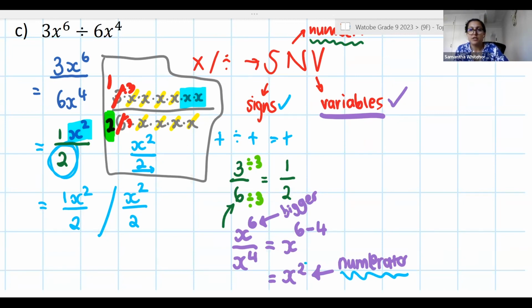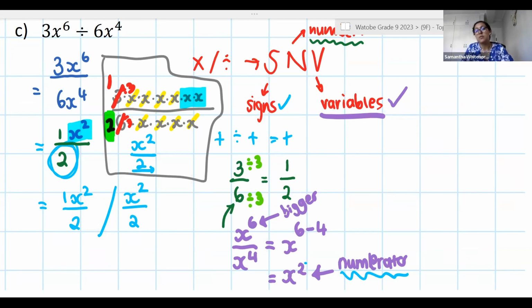And Tombi, do you have a question for us? Hi, ma'am. Can you hear me? I can. Ma'am, is it a must like to put x squared? If you don't put x squared, what will happen? Like, if you didn't like put the x squared?